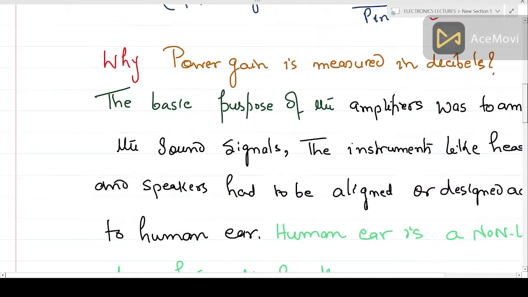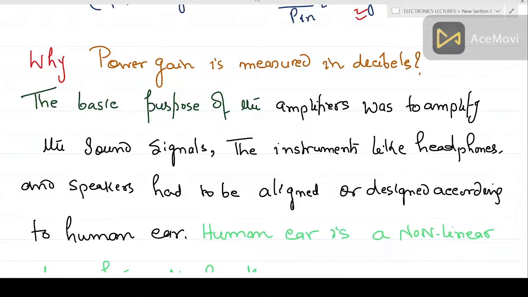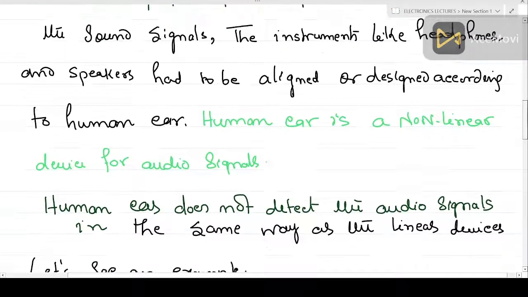This is the most important question. The basic purpose of amplifiers, when they were discovered, was to amplify sound signals, the human voice. So they were used in microphones and loudspeakers. Instruments like headphones, speakers and microphones have to be adjusted or designed according to the human ear. Now this human ear is a very interesting natural device. The human ear is a non-linear device for audio signals.